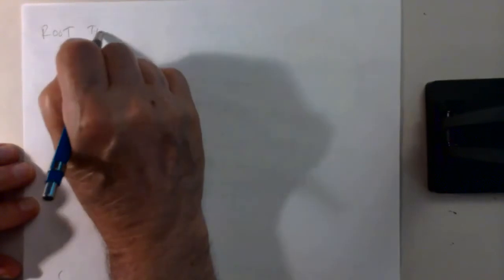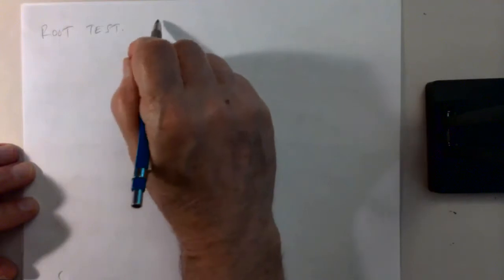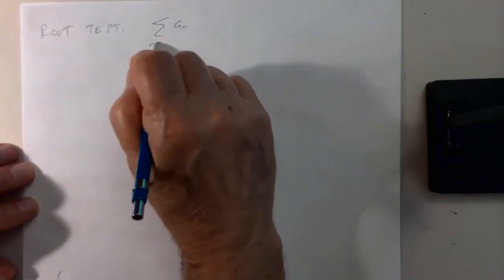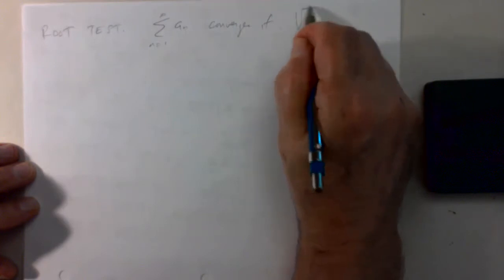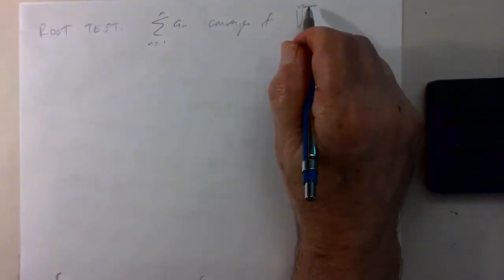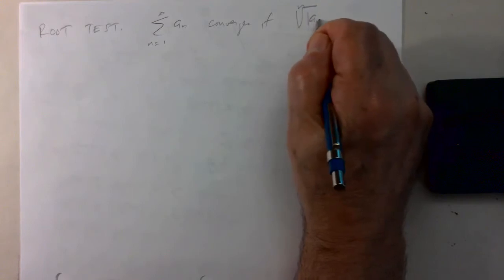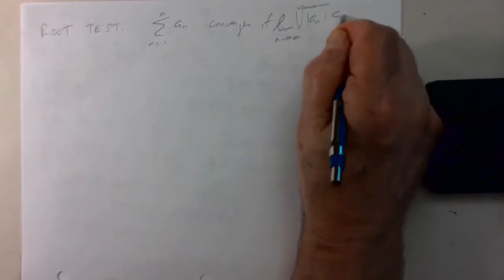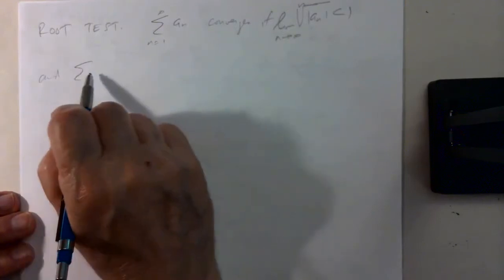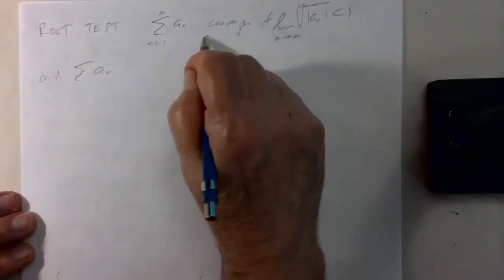What is the root test? So the root test says that if you have this infinite series, this converges if you take the nth root of the absolute value of an. If the limit of this as n goes to infinity is less than 1, it converges. And the infinite series an converges, in fact, absolutely.